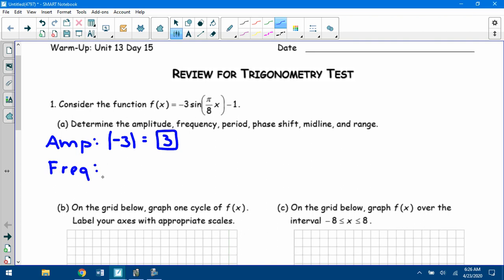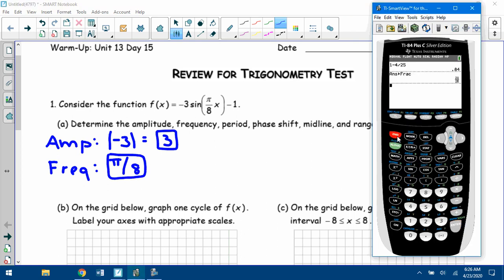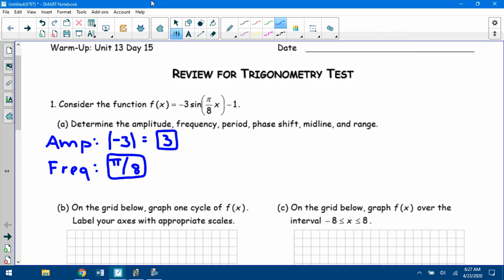Pi over 8. Remember, frequency means the number of cycles between 0 and 2 pi. So we're not going to be graphing between 0 and 2 pi, but the number of cycles would be whatever pi over 8 is. So there's about 0.4 cycles of a sine graph between 0 and 2 pi. It's not even half.